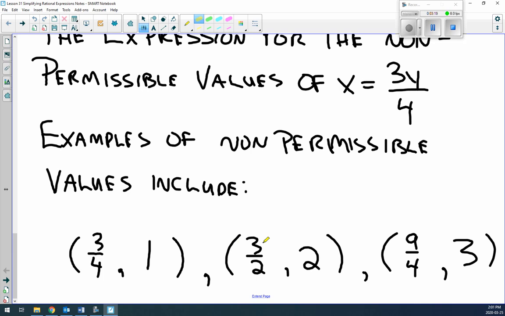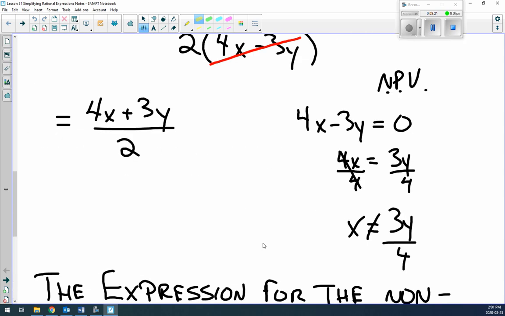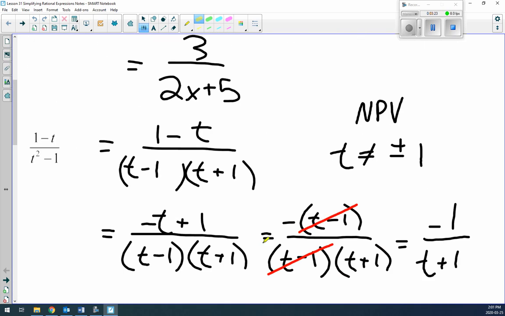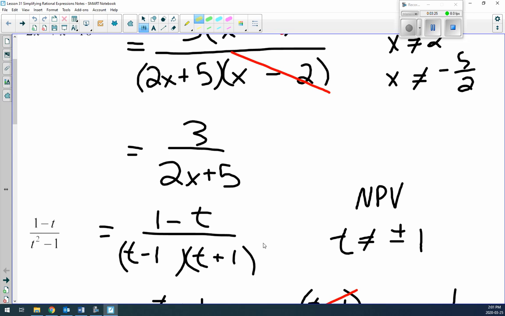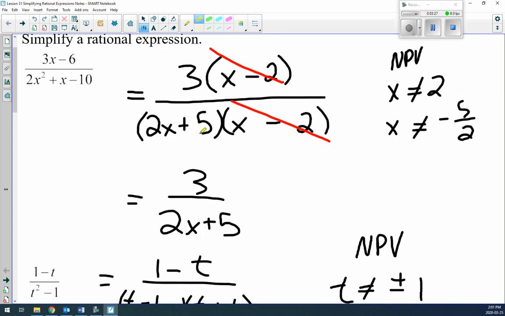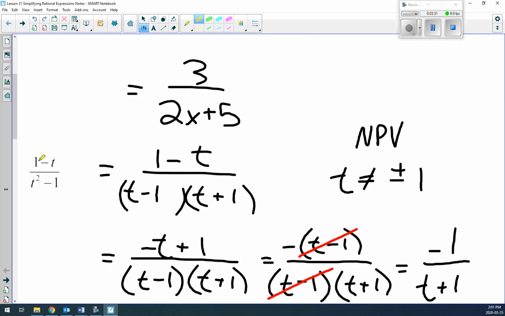Okay, so lesson 31: factor, then simplify, but always do your NPVs of the denominator before anything happens. And sometimes, like this question, you're going to have to rearrange stuff. Okay.